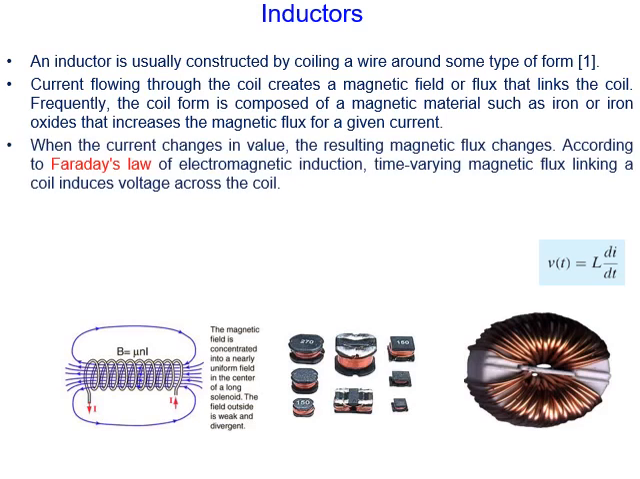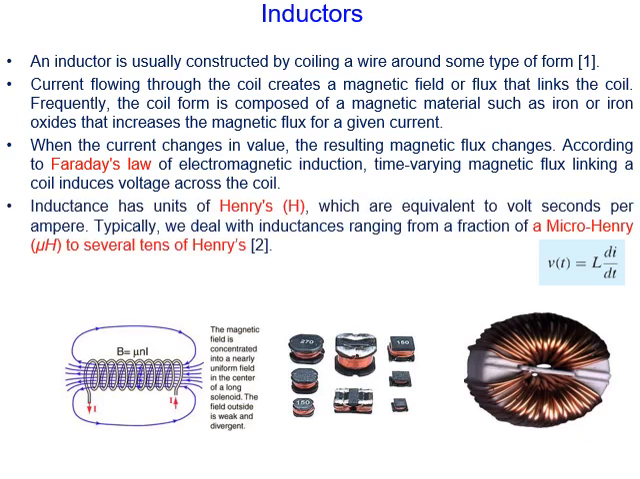This is, by the way, back to Faraday. As you know, Faraday's electromagnetic induction says a time-varying magnetic flux linking a coil induces a voltage across the coil. It means when current flows through the wire, it produces a magnetic field. According to Faraday, this magnetic field cuts the wire and produces voltage again. It's represented by V equals L di over dt. Now what is the unit? The unit is Henry. Usually it's millihenry or microhenry, small values.